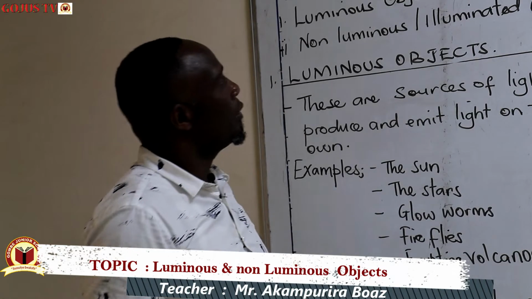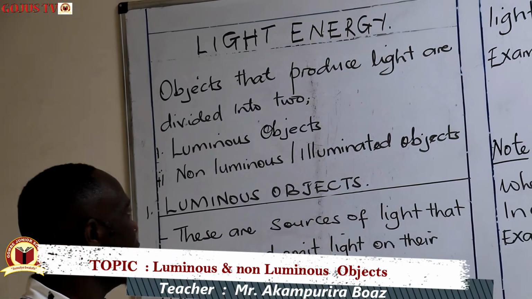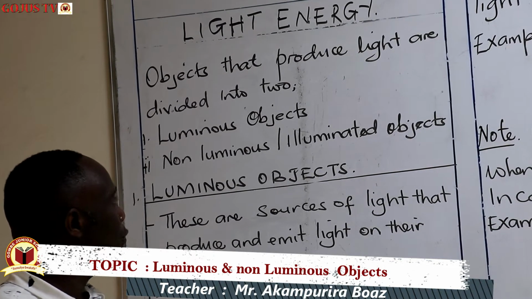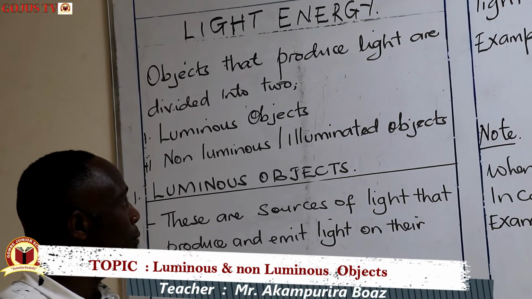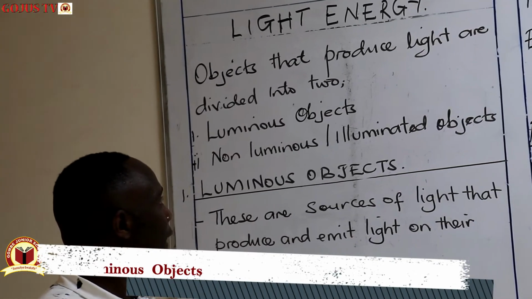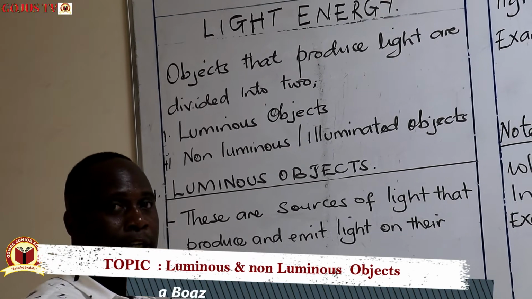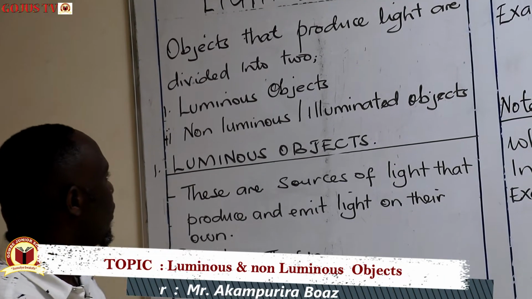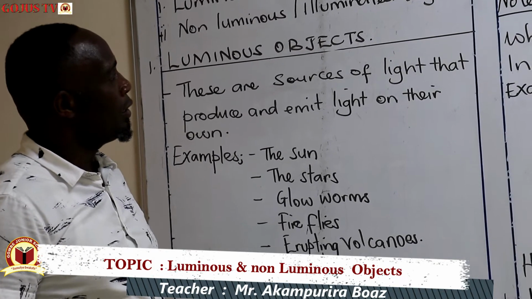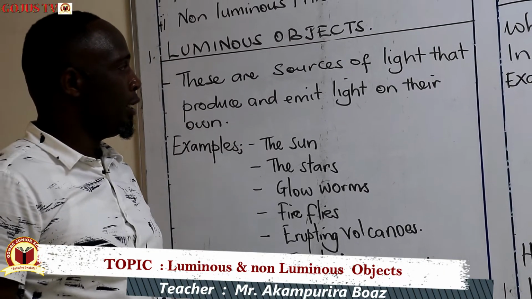Here, we're saying that the objects that produce light are divided into two: luminous objects, and non-luminous objects, which can also be called illuminated objects. The luminous objects can also be called the direct sources of light because they are able to produce and emit their own light. They are sources of light that produce and emit light on their own.